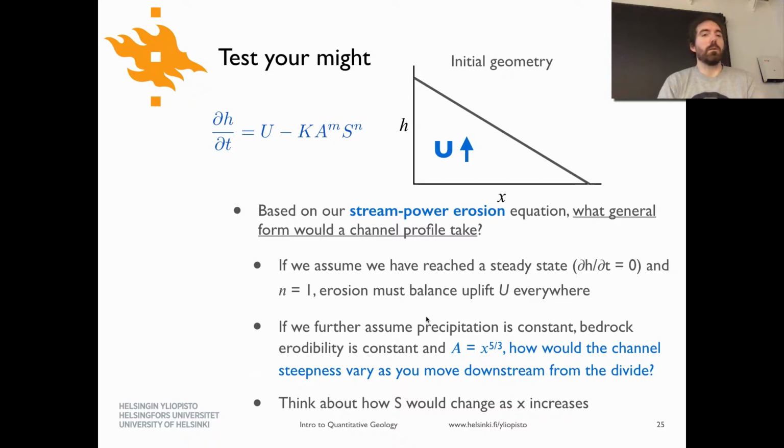Yeah, what would this thing look like? What would this sort of shape be? How would the channel steepness change as you go downstream if we assume that the uplift is constant and it's balanced by river erosion everywhere? And you can feel free to talk with your neighbor for a second if you've got any idea about this, and we can check in just a moment.